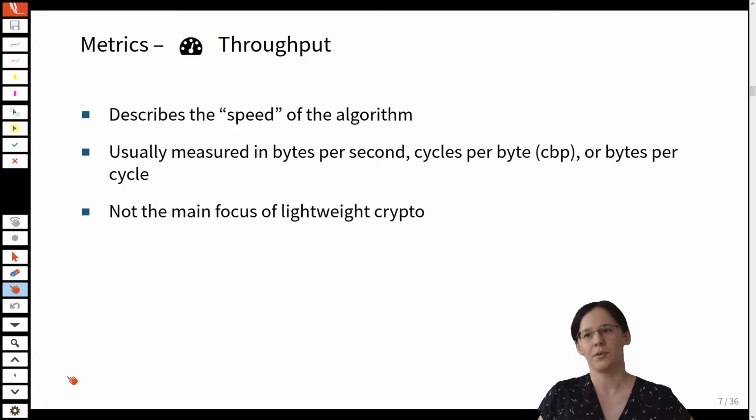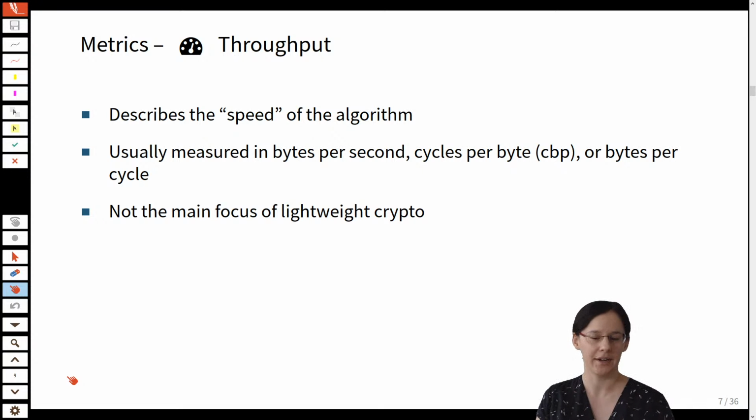Then we come to the question of speed. Speed is usually not so much a focus of lightweight crypto, but it can be. There are two essential metrics that we care about here. The first one is throughput. This is simply the amount of data you can process within a given fixed time. A metric to evaluate that is typically cycles per byte.